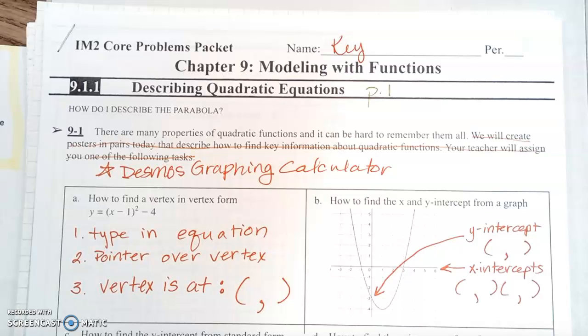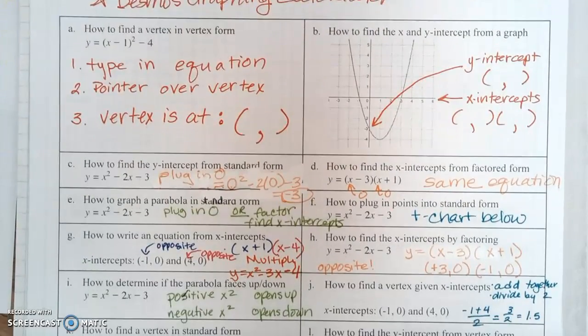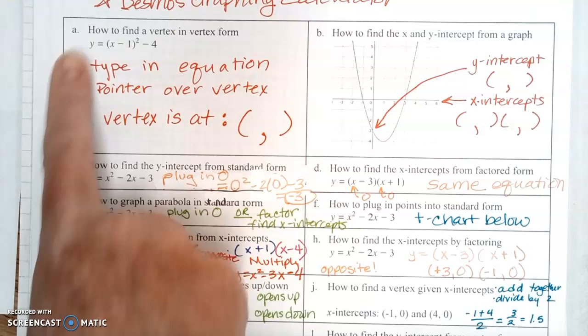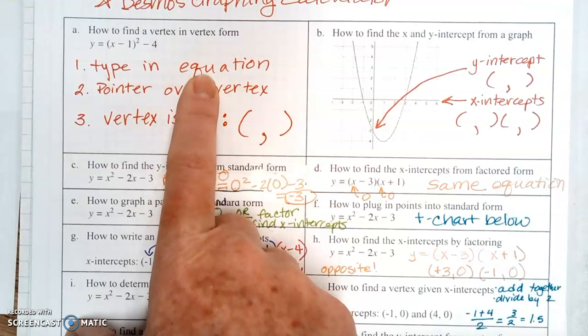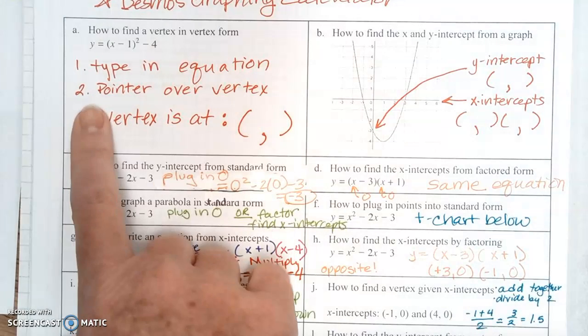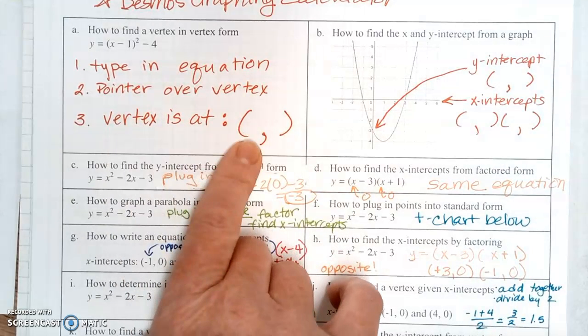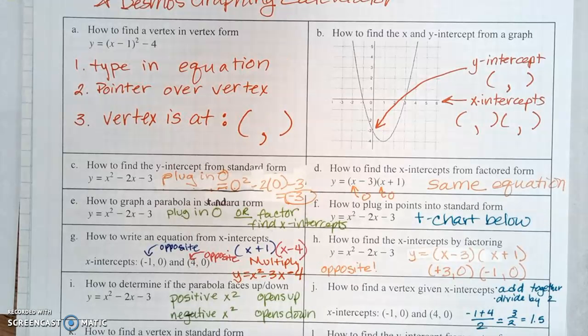Box A says, how to find a vertex in the form of y equals the quantity x minus 1 squared minus 4. So you're going to write down the 3 steps that you're going to do to complete this. Number 1, you're going to type the equation into the Desmos graphing calculator. Number 2, you're going to take the pointer and hover over the vertex. And a point is going to be highlighted and shown to you, and you're going to write down where the vertex is at. It's going to be some number x, comma, some number y. It's going to give you the answer. Okay?